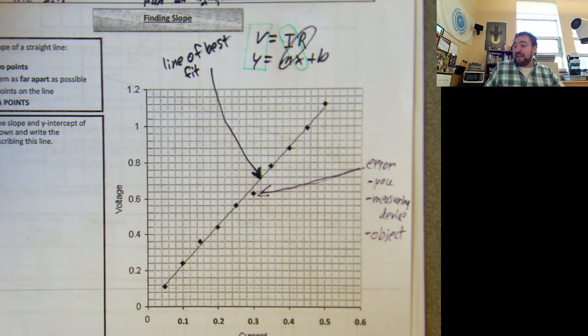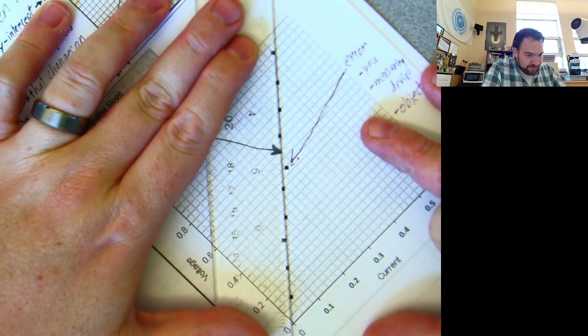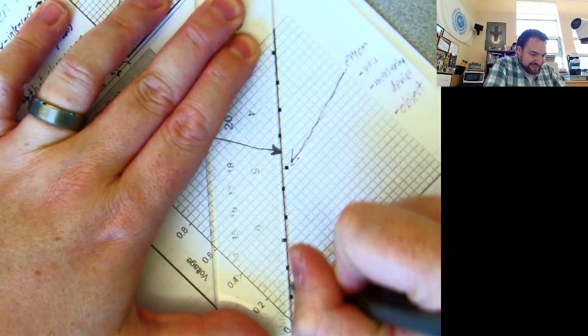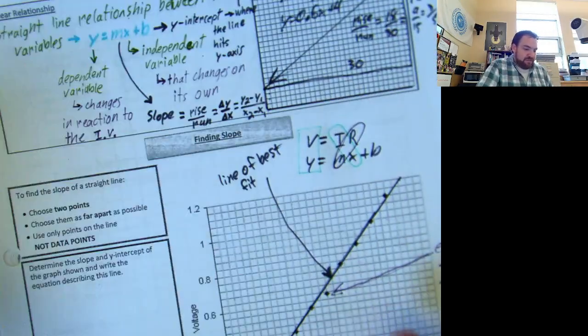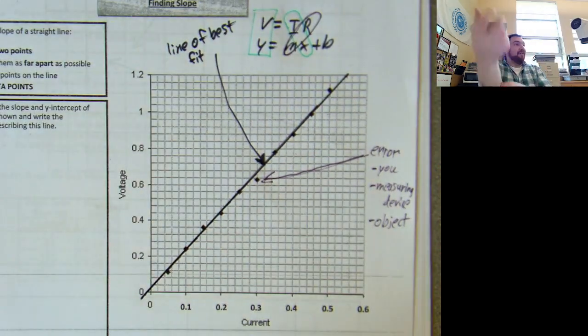Okay, so the other thing I want you to do now is extend this line. Put your ruler on the line that was given to you here, and I want you to extend it back to the y-axis. What's the y-intercept? Almost zero. Sorry? Almost zero. So not zero. What should it be practically?